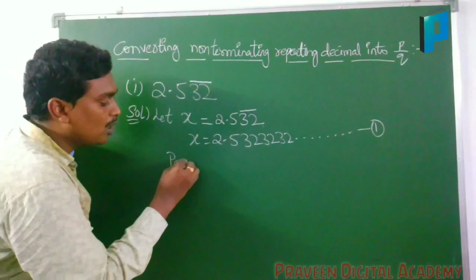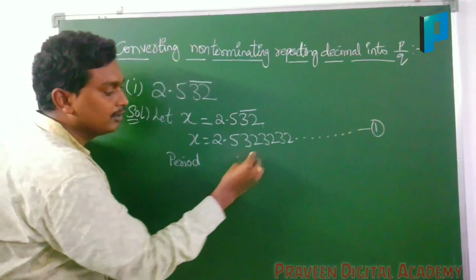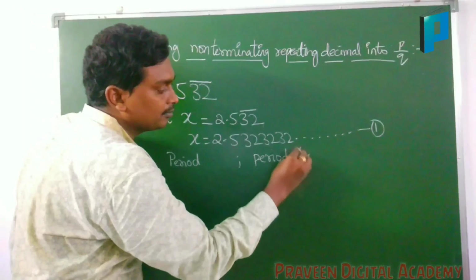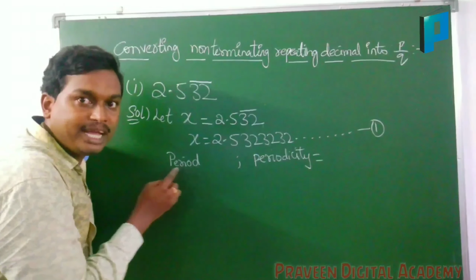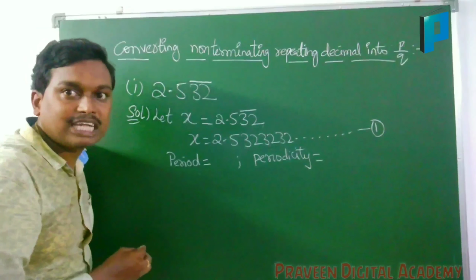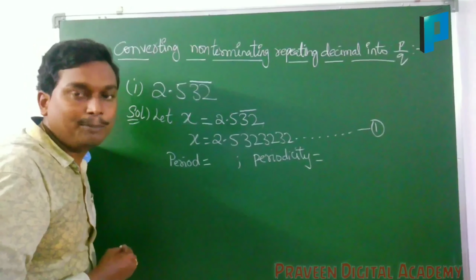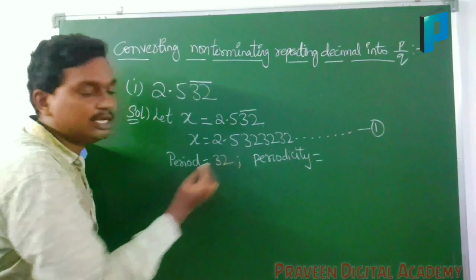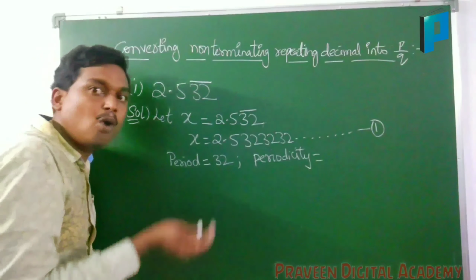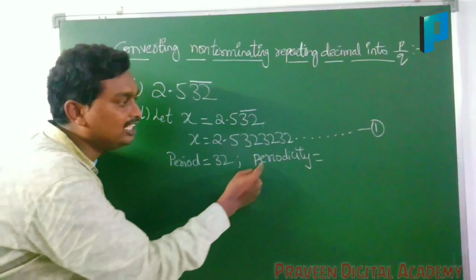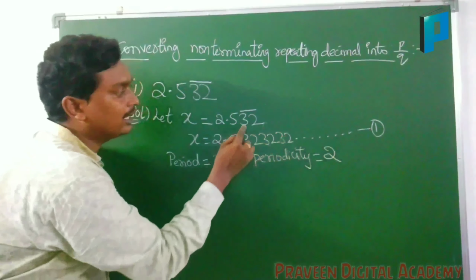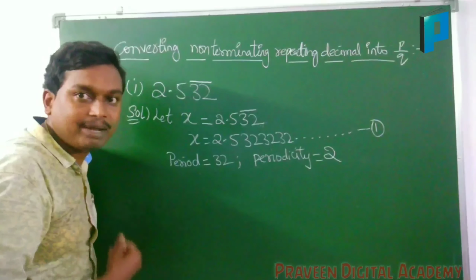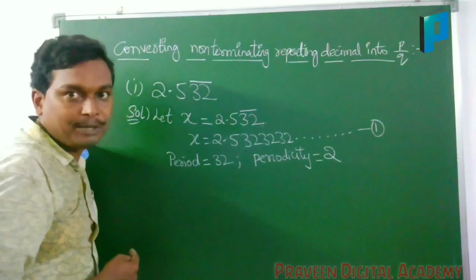Here you should know about period and periodicity. Both are very important. Period means the numbers which have the bar. Which number has the bar here? 32 has the bar, so 32 is called the period. How many numbers have the bar is called the periodicity. Here 3 is 1 digit, 2 is 1 digit, so 2 digits have the bar, and 2 is the periodicity.